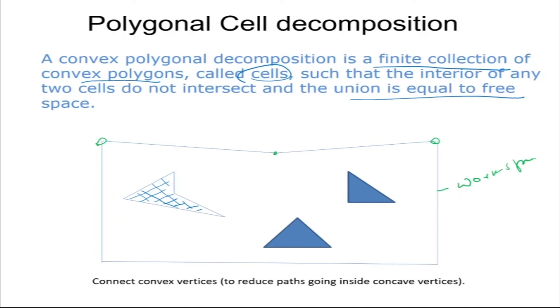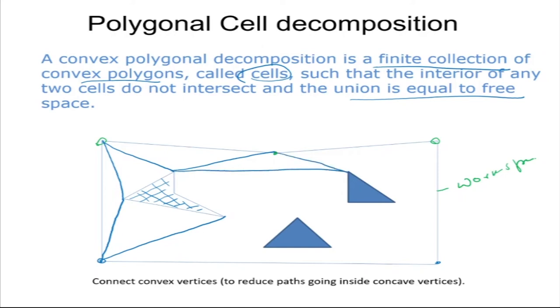Let us connect all these vertices to the vertices of the objects. So there is one here, there is one there, one here. Then there is one here, there is one here. Then this vertex is coming here, this one is coming here, it's coming here. I'm just connecting all the convex vertices. Please note that they are convex polygons.